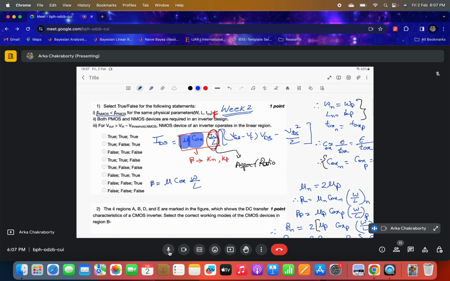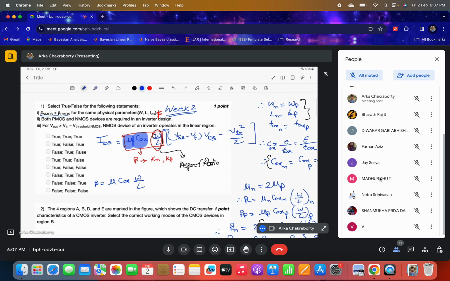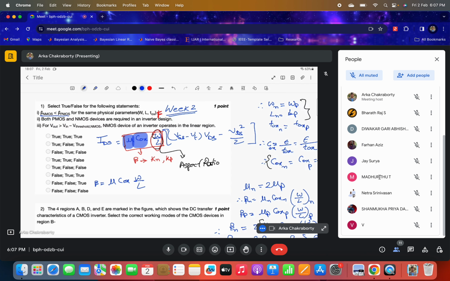So if anyone can answer, let's make this a little bit of an interactive session. So it's open to you. Anyone? Think for a minute or two. Yes, Jai Surya, you can go ahead.